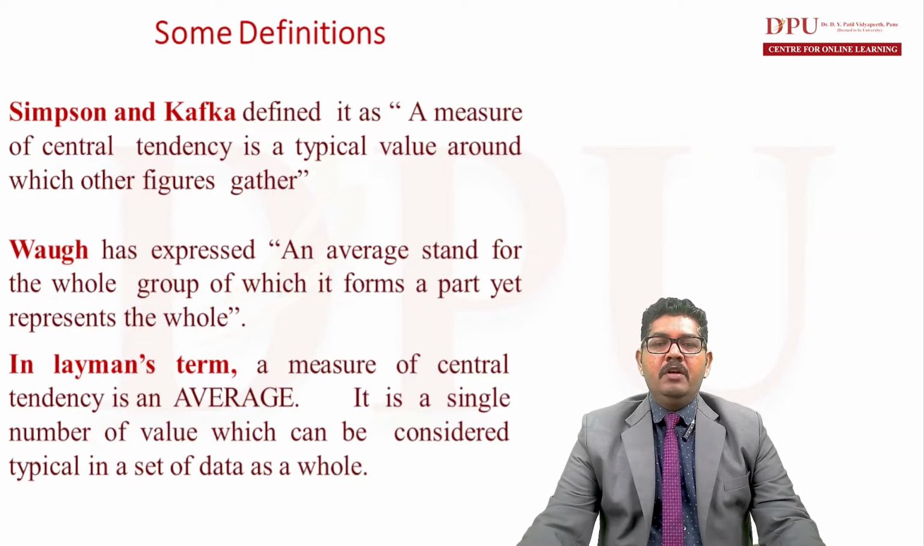In layman's terms, a measure of central tendency is an average. It is a single numerical value which can be considered typical in a set of data as a whole. So it is basically a single value that can represent the entire data set, the value which defines the characteristics of the entire data set. So instead of understanding individual numbers, we can have a single value which can represent the entire data set and show the characteristics of the entire population or sample under study. So that is what a measure of central tendency is.